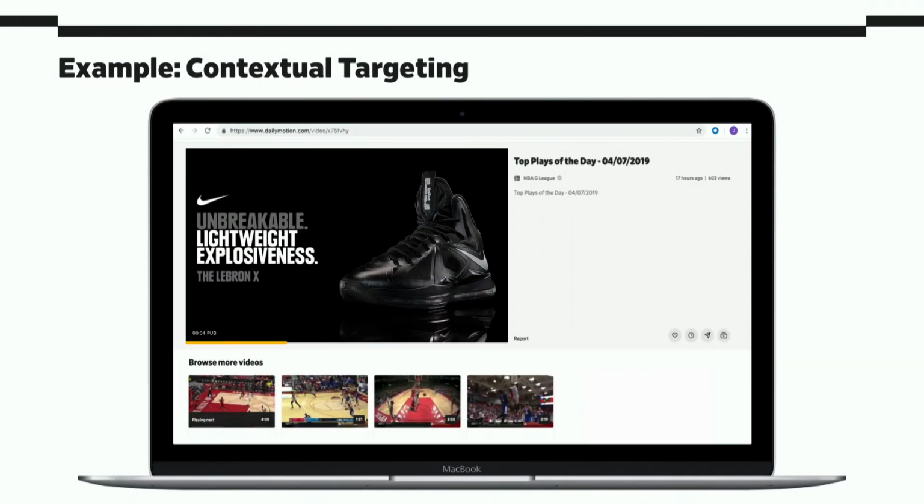Here's an example of contextual targeting by itself. I, Nola, am watching the top 10 plays of the day on Dailymotion.com, so this is basketball, and it's identified that I'm watching basketball content, so I get served an ad for Nike shoes. However, this is a men's shoe, and I'm female, so it's not really relevant for me at all. So it's not really a great example of good targeting.